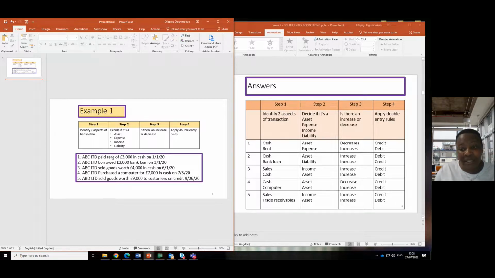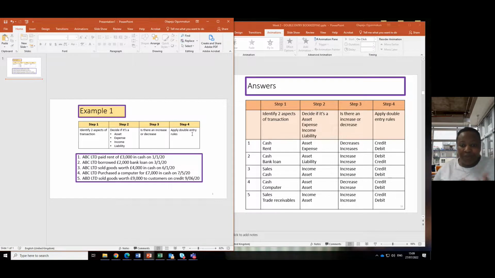So there's an increase in rent expense, but there is a decrease in cash, because for us to be able to occupy this building, for example, we had to pay the landlord cash of £3,000. It means our cash level has reduced, so our cash decreased. So we have cash, which is an asset, decreasing.